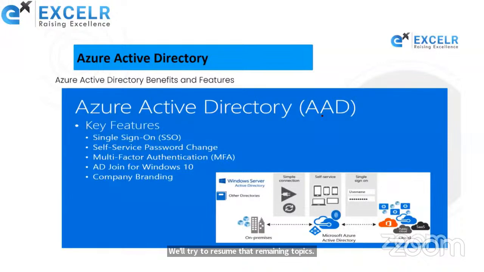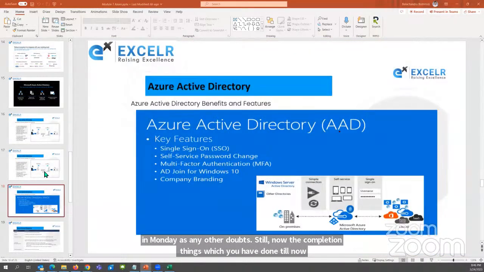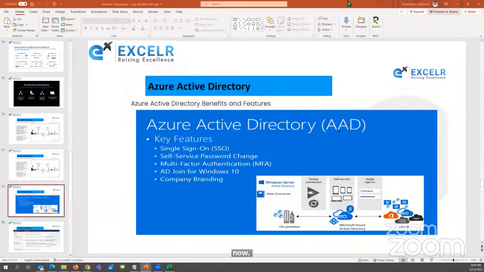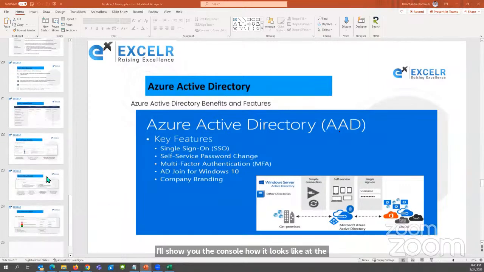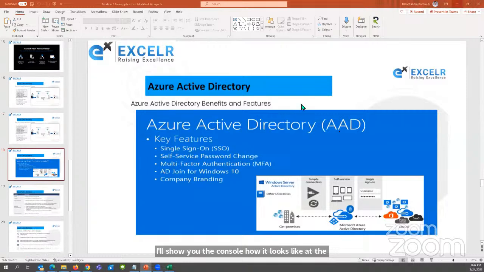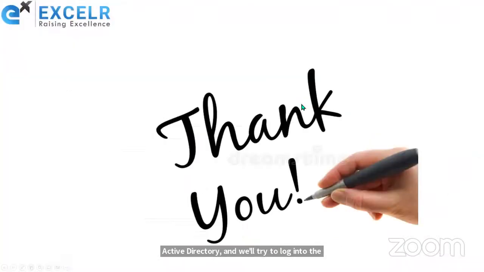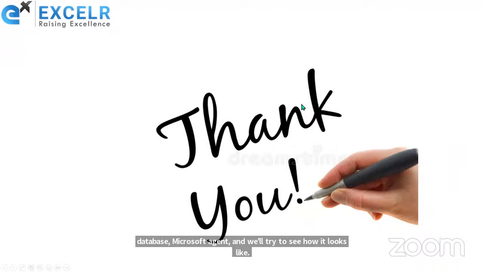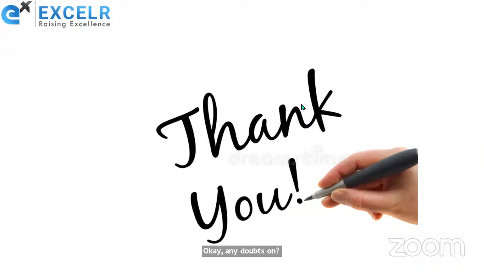Any other doubts on the things which you have completed till now? I'll show you the console, how it looks in Active Directory. And we'll log into AWS and Microsoft Azure and see how it looks. Any doubts on understanding the concepts today, like the Microsoft Azure introduction, the AWS and Microsoft consoles, and how we can log in with a free tier account as well, right?